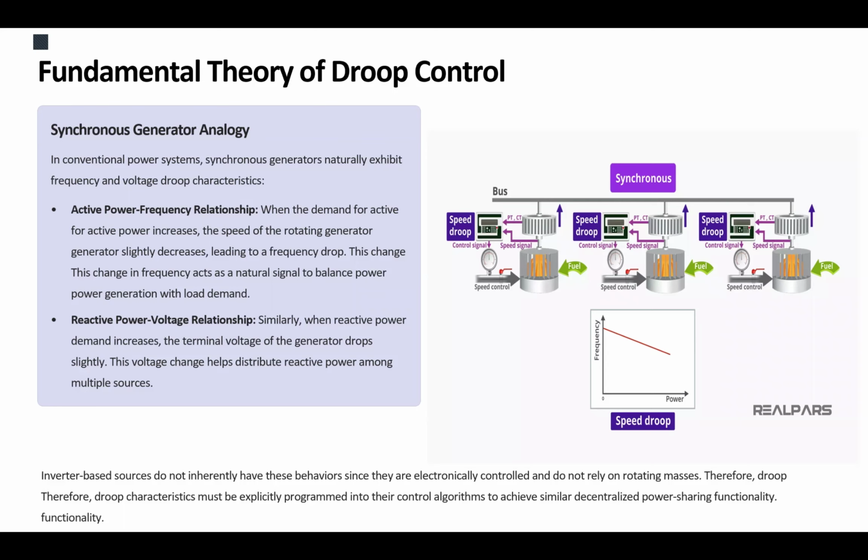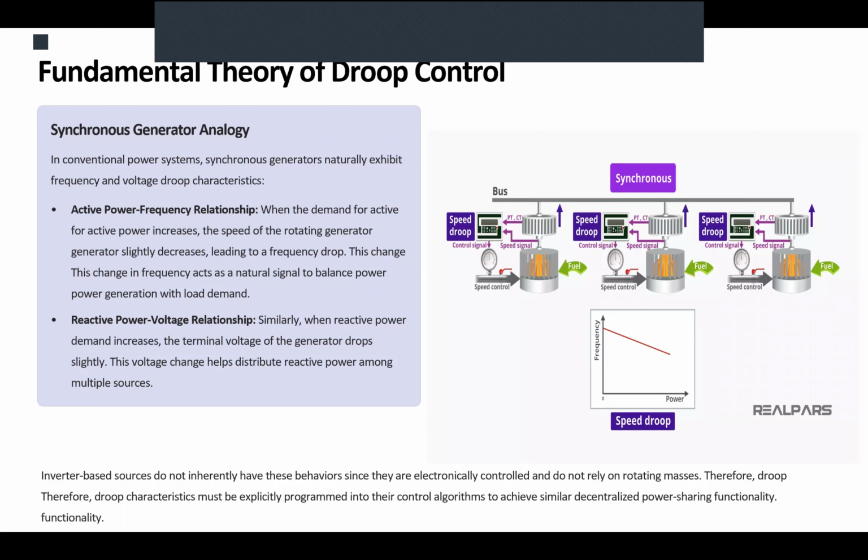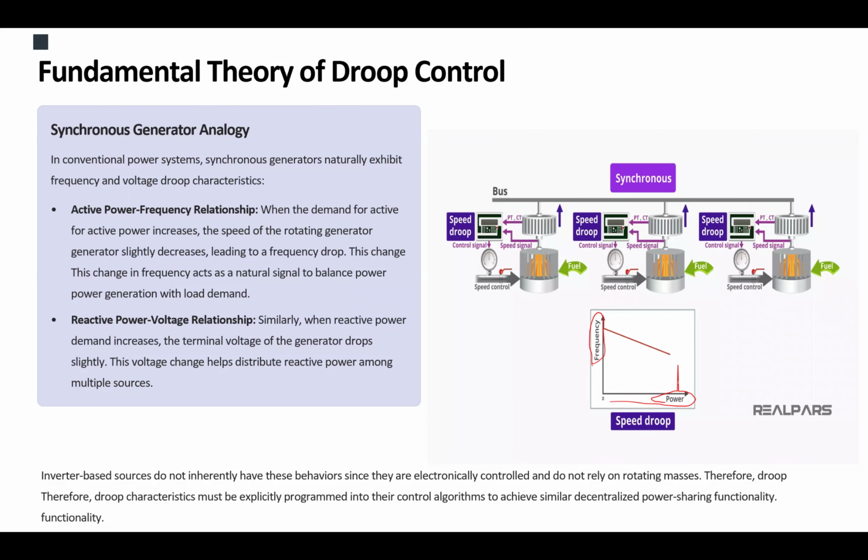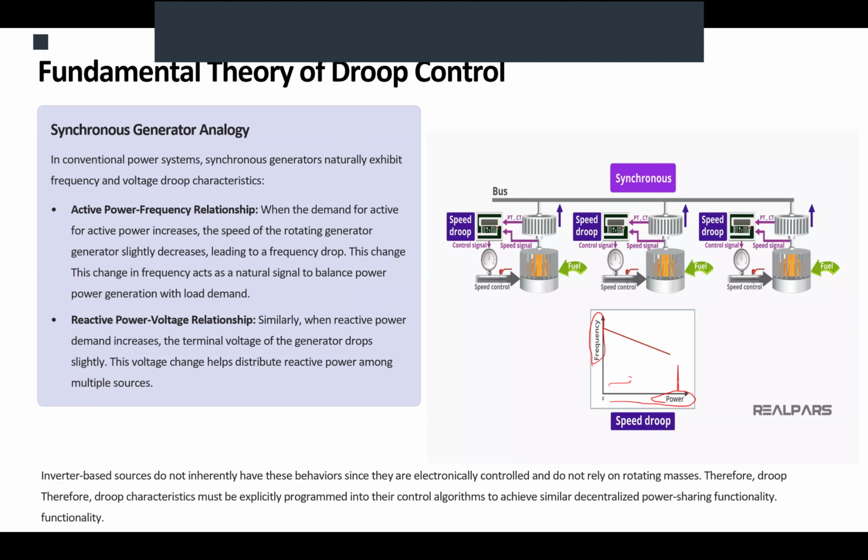Okay, so basically, this is the graph that describes the frequency, or the speed of the rotary machine, and the amount of power that you inject, or basically the difference of the mechanical power and electrical power. If you have more mechanical power than electrical power, you're moving toward the right side of the axis of the power. So it makes the frequency go lower.